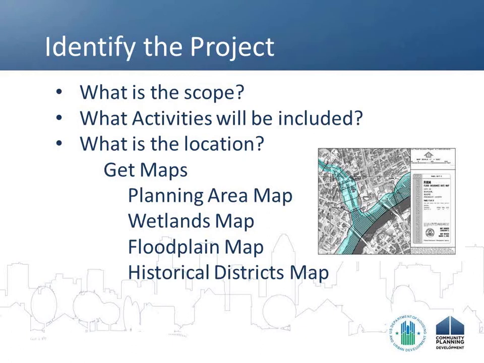And when you know the location, one of the first things you want to do is look at the maps. You want to look at your local planning maps, your wetlands and floodplain maps, and any historical maps that you may have. It should be pretty readily available and will give you a good idea of some of the bigger pitfalls that may occur.